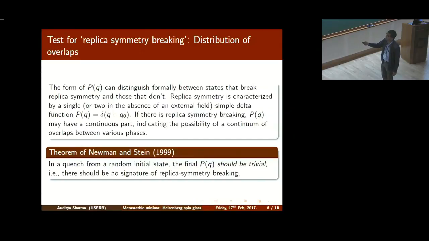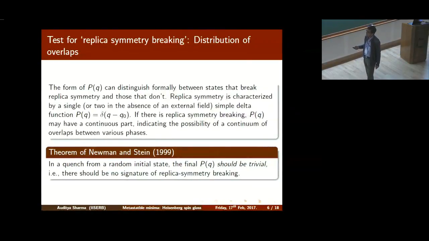So there exists a test for identifying the nature of the eventual state that you have reached. If your distribution of overlaps contains only one delta function, or in some cases you can have two of these kinds of delta peaks, you say that it has reached what is called a trivial state, in the sense that there is this notion of replica symmetry, and that replica symmetry is maintained if your P of Q is of this form. Whereas if you have a continuous part to it, then it indicates that there is a replica symmetry breaking.